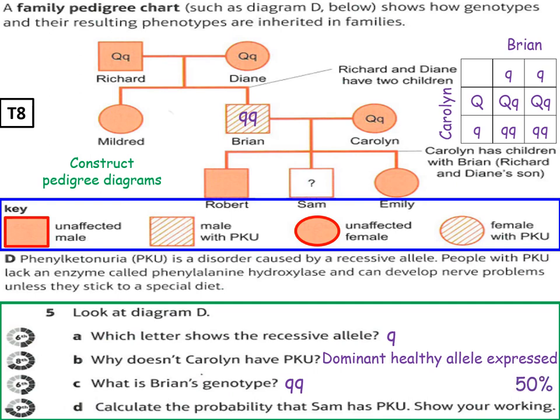So this is a family pedigree chart, and you should be able to construct one using information that is provided and then be able to analyze it as well.